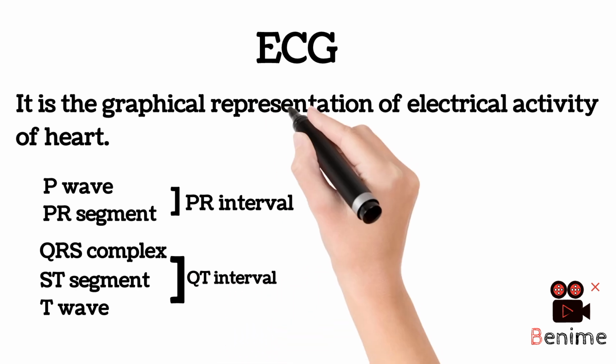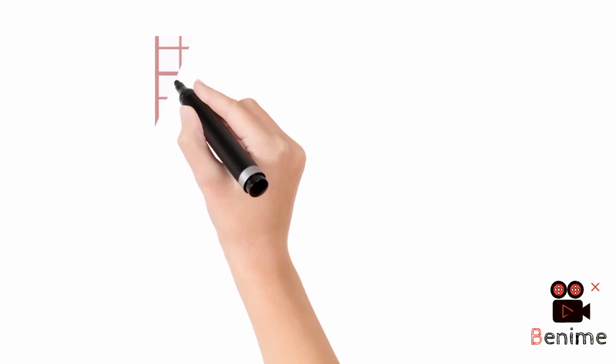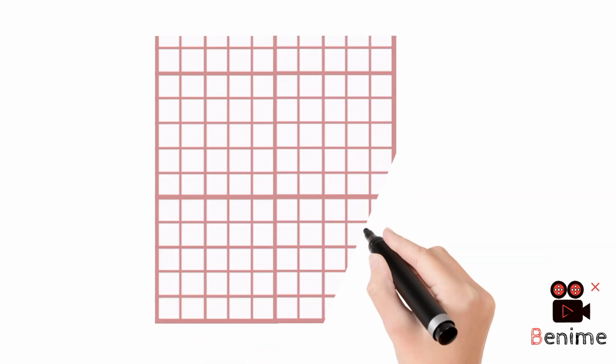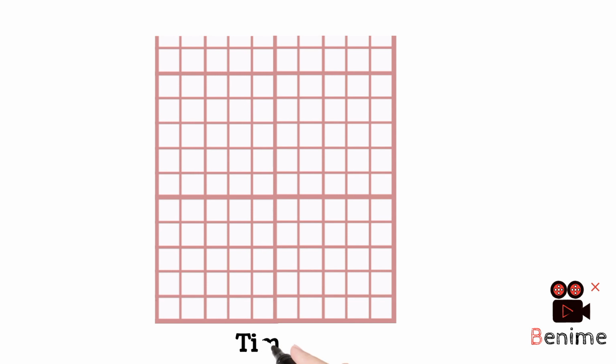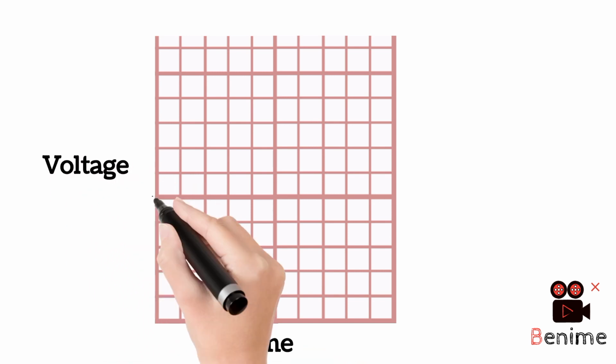Let me show you the components of ECG through the diagram. Here every wave, interval, and segment is outlined for you to clearly understand them before going into further details. Step by step, I will discuss each component. But before that, let's understand a little bit about the ECG graph paper. On the horizontal axis the graph represents time, and on the vertical axis it represents voltage.